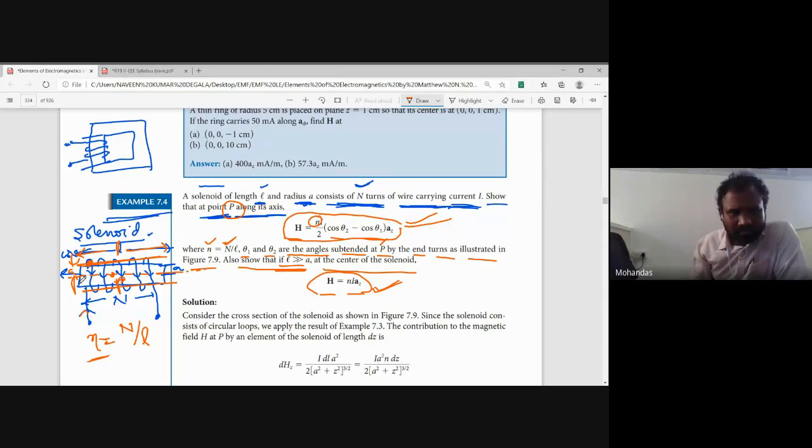As the current is flowing in this fashion, can you guess what is the current flow at this particular point? If you cut this conductor at this point, is the current coming out or going into the conductor? Coming out.